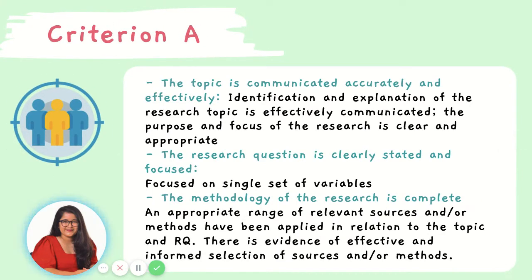As mentioned earlier, Criterion A, which focuses on focus and methodology, is mostly assessed referring to your introduction. The rest of your essay is also considered in a holistic approach when grading this criterion. The first strand is that the topic is communicated accurately and effectively, and the high range descriptor for the strand is that the candidate identifies and explains the research topic effectively and explains the focus of the essay and the purpose, which is basically the relevance of your topic.